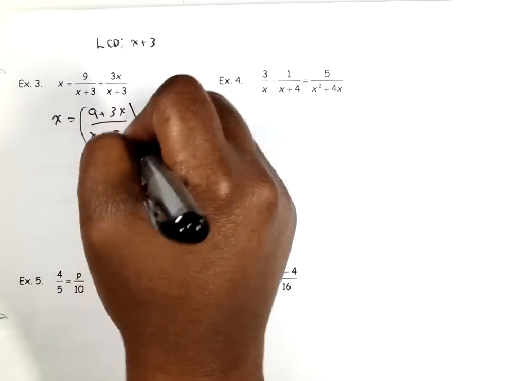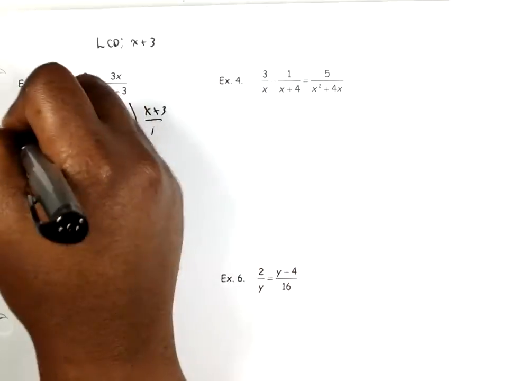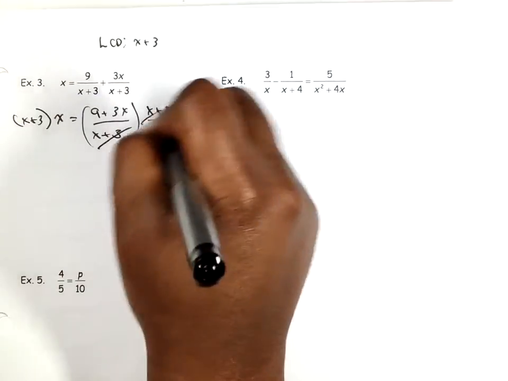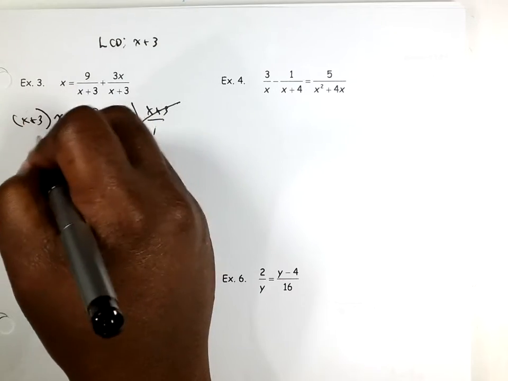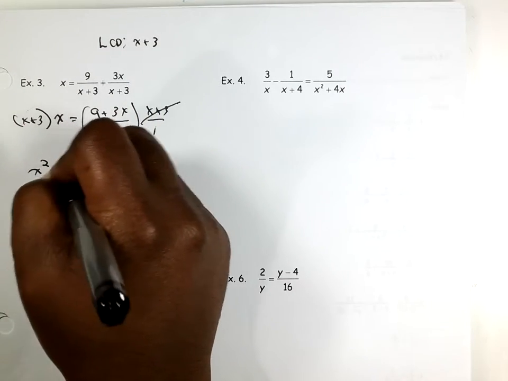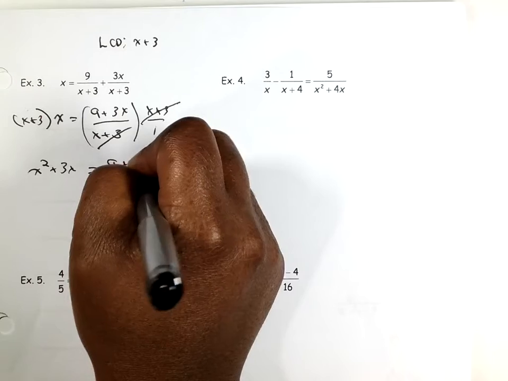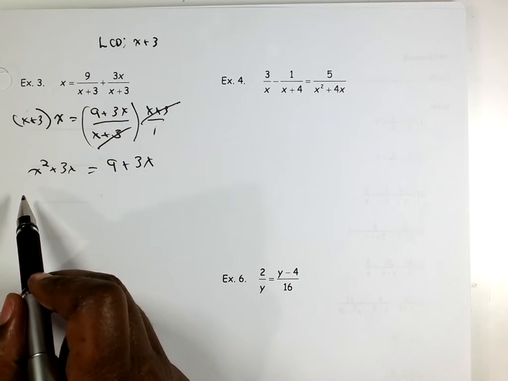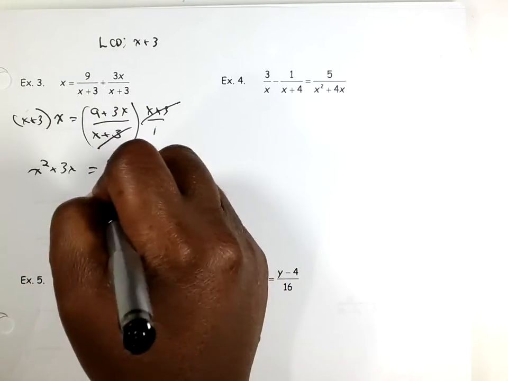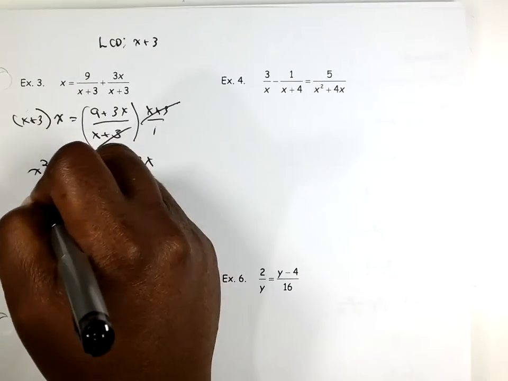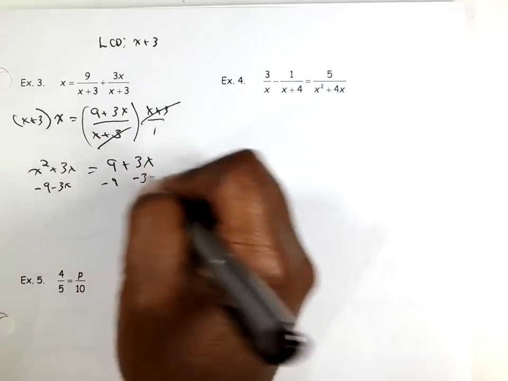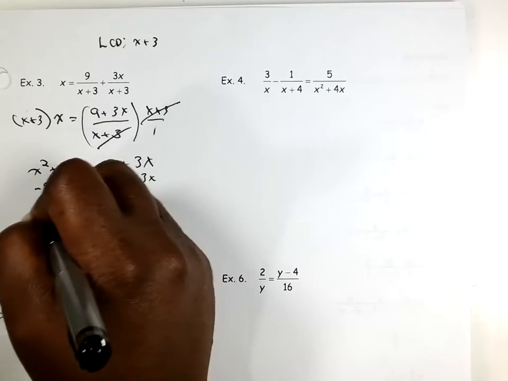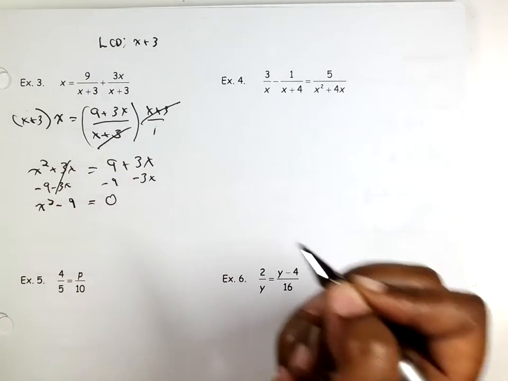So I'm going to multiply this side by x plus 3 over 1, and I'm going to multiply this side by x plus 3. So these cancel, and then I'm distributing here, so I get x squared plus 3x equals 9 plus 3x. I have a squared, so that means I have to set it equal to 0. So I'm going to subtract 9 and subtract 3x from both sides. So that gives me a 0. The 3x and the minus 3x cancel, and I have x squared minus 9.